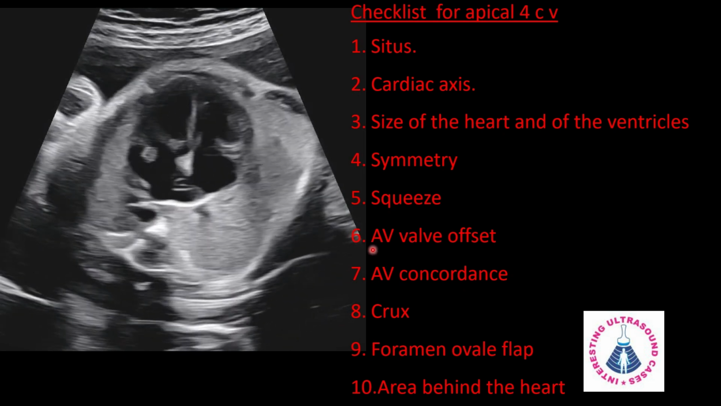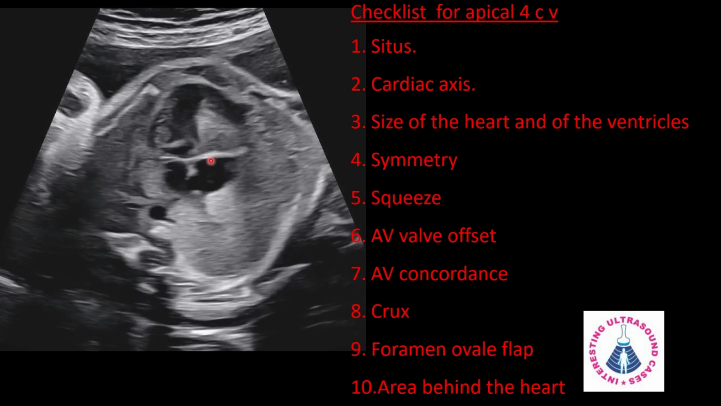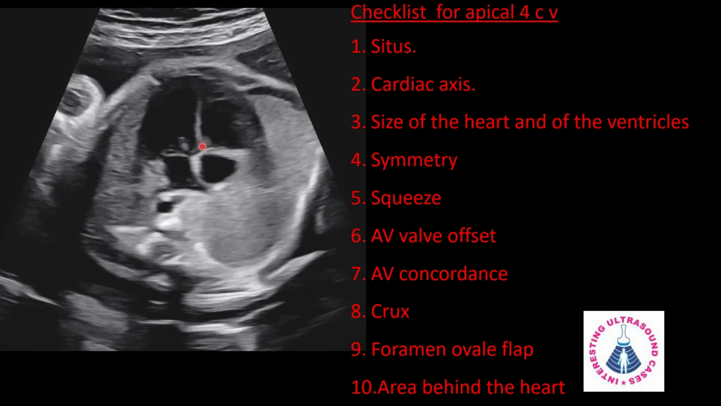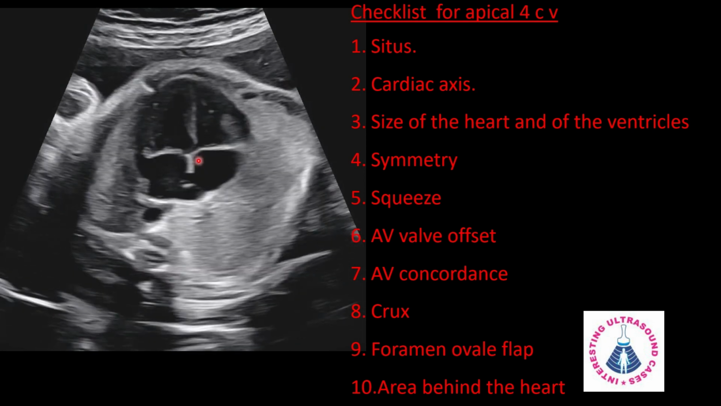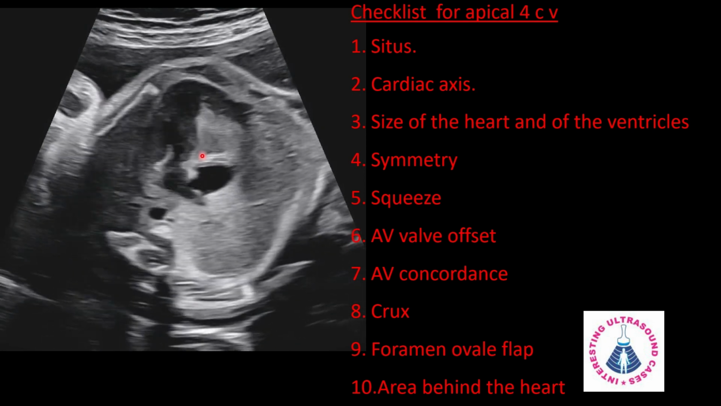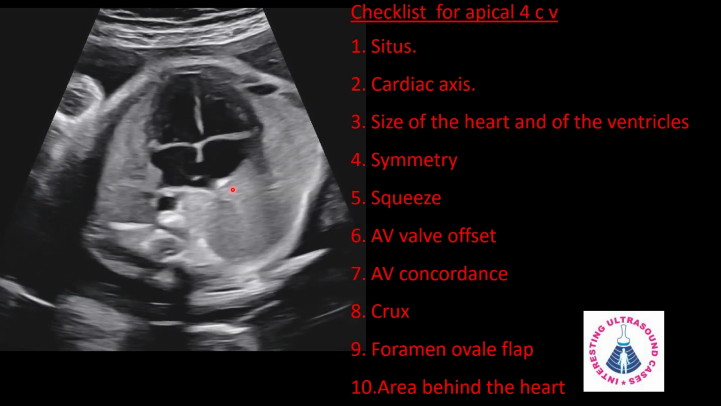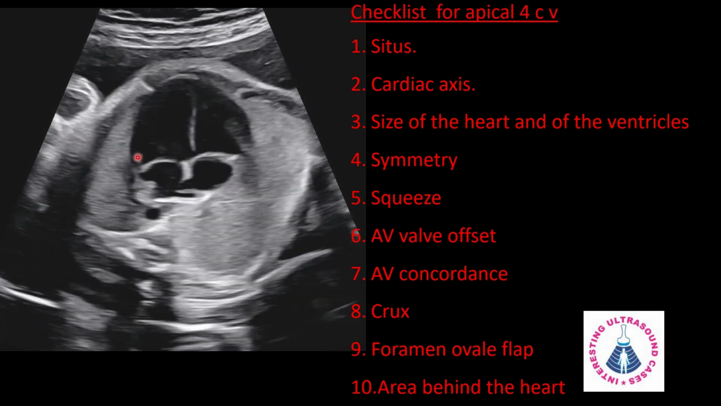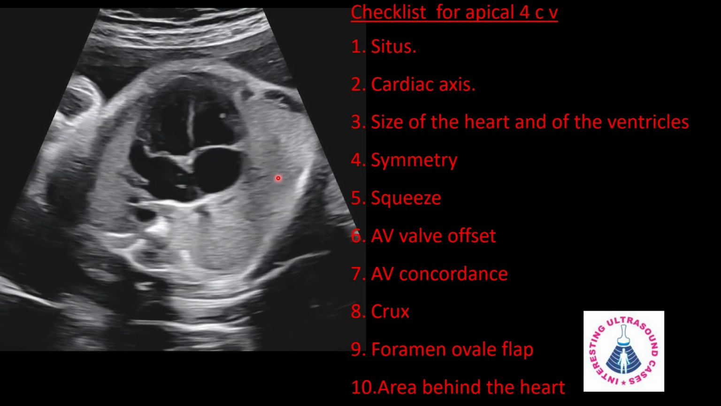Then we have to look for AV valve offset. That is, the tricuspid valve is inserted a little bit apically than the mitral valve and the ventricular septum. Here we can see it is a little bit apical, that is caudal, than the mitral valve. So AV valve offset is maintained. If it is not maintained, it is called linear insertion of the AV valves.